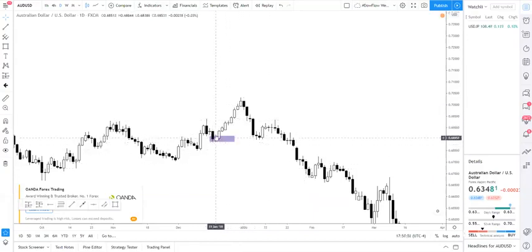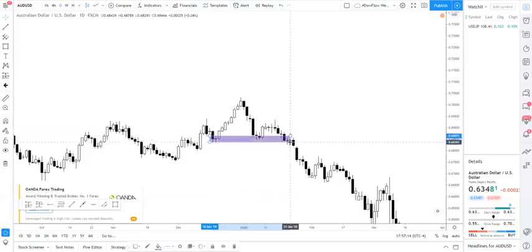And the time span over here is only an hour. Sorry, not an hour, a day. So this is a very strong level. Look what happened when price came back to this institutional buying level. It had a bounce, right? So this is how you identify it.